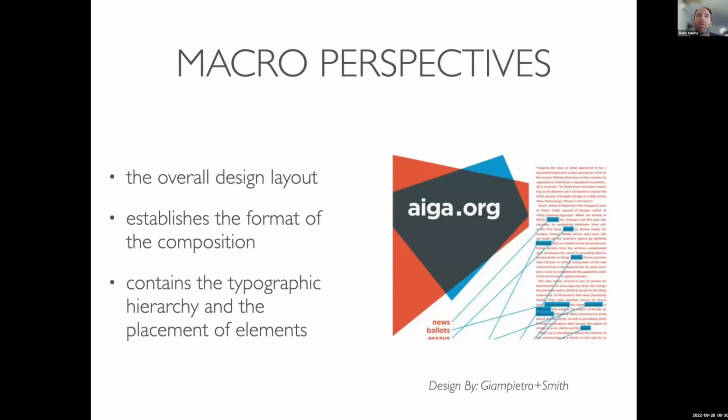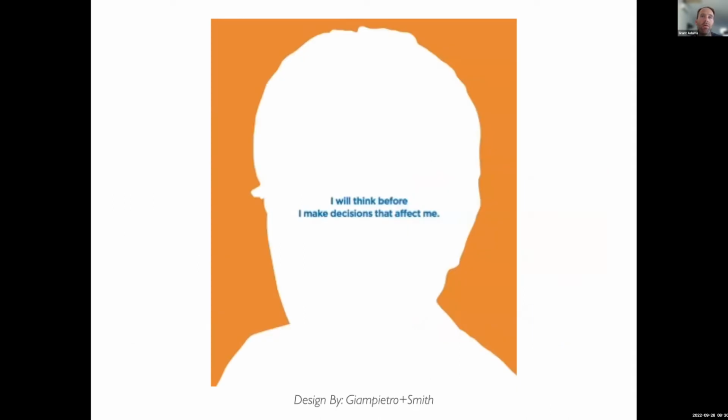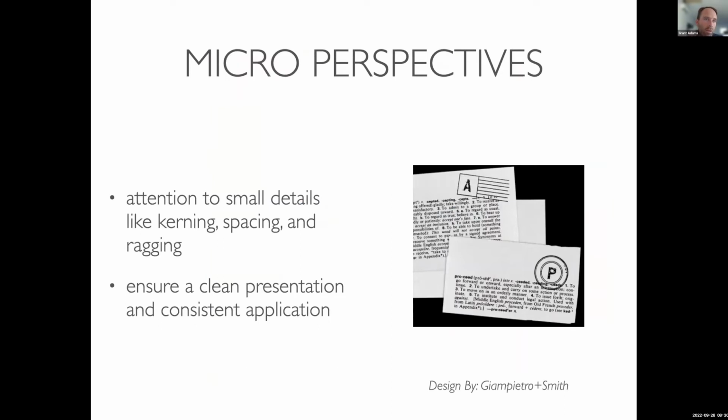We want to think about macro perspectives. This is the big picture stuff, the overall design layout. What's the format? What's the overall composition? Is there a typographic hierarchy that helps us understand what the various elements are? That's the big picture stuff. Then we want to flip and look at the small picture stuff. So the micro perspectives. This is the attention to the small details like kerning, spacing, and ragging to ensure a clean, consistent presentation. And you're saying, well, wait a minute, we haven't talked about kerning or tracking or spacing yet. We're getting to that right now.